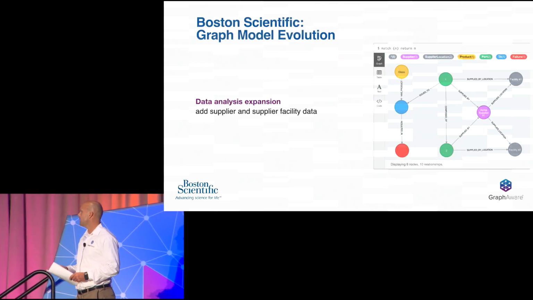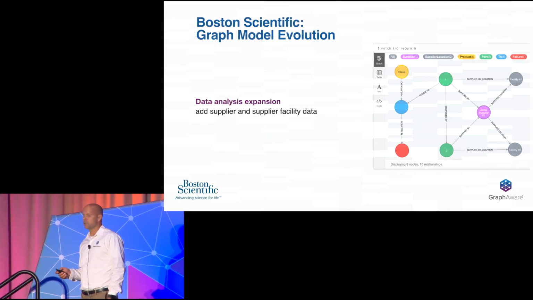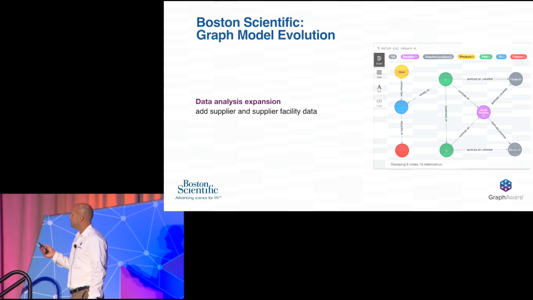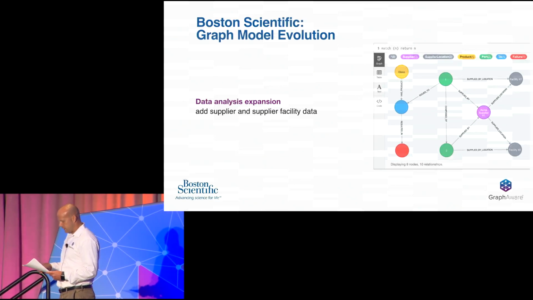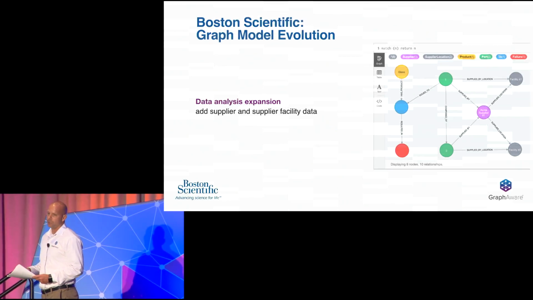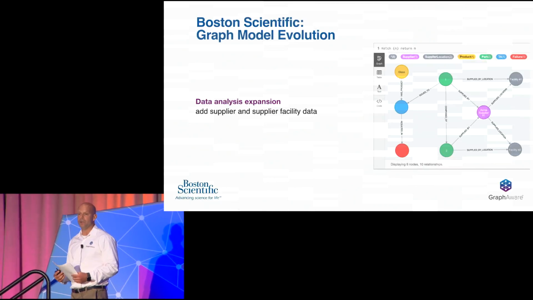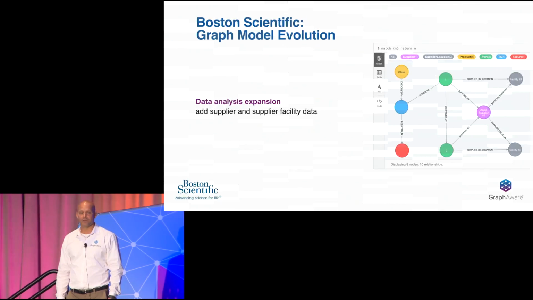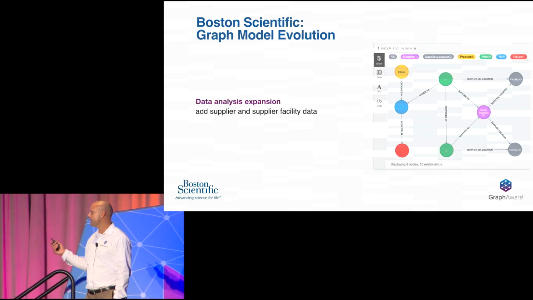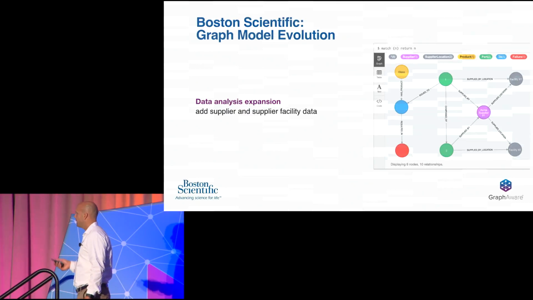The next step that Boston Scientific is considering is the expansion of the data that's included in this analysis. We're going to be adding supplier information and supplier location data. Interestingly, this data has always been available to Boston Scientific, and at least in this analytical context, they've not been making use of it. If you're not making use of the data you have, it is of zero business value. So this is an exciting step, because by adding data to their graph, they're adding value to the business. We think this graph then becomes more interesting.